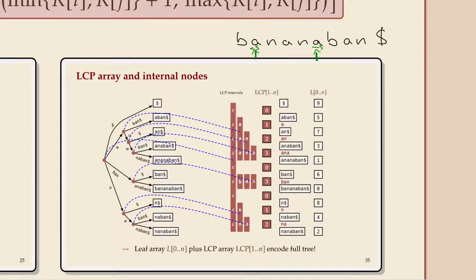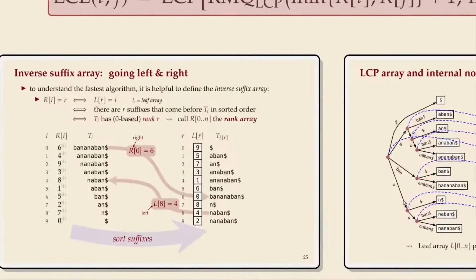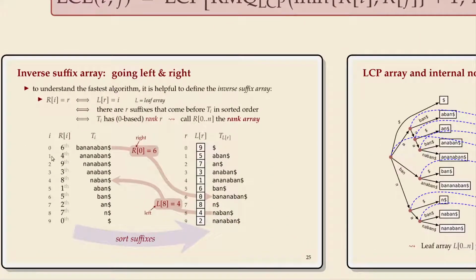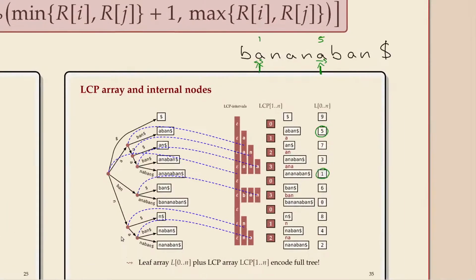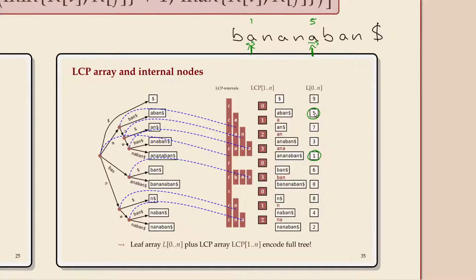First of all, we find positions 1 and 5 in the string. That's the leaves, banana ban and A ban. Now, going to the right, I should have probably started here. We know it's position 1 and 5. We can use the rank array to tell us where in the sorted list we find this, namely positions 4 and 1. So here we have A ban and banana ban, positions 1 and 4 in the sorted list.